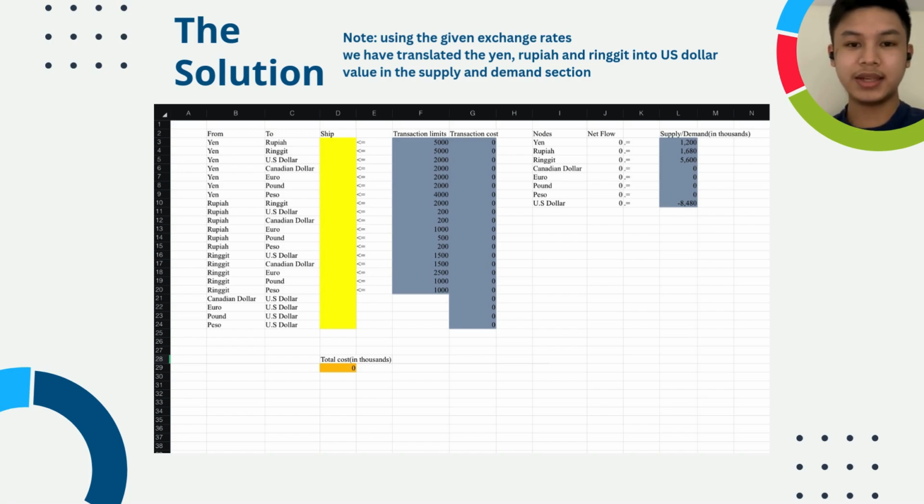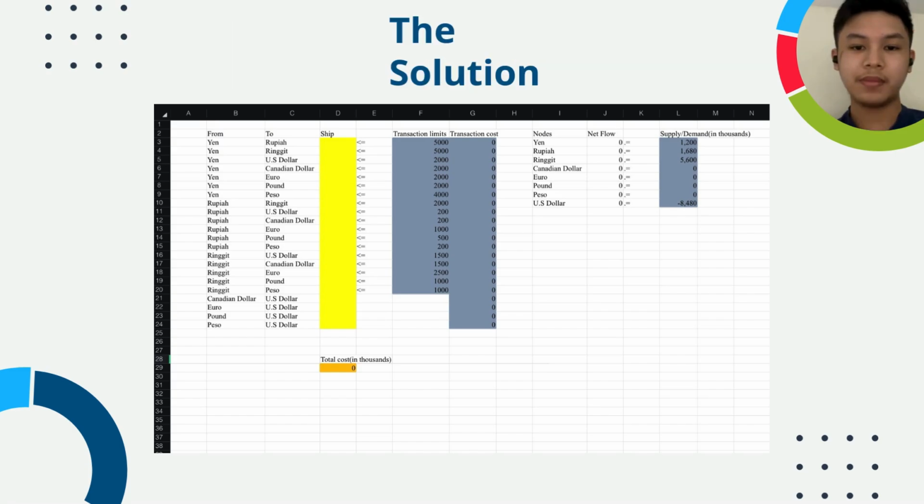The orange cell represents the objective cell, while the yellow cells represent the variable cells. As you can see in our model, yen, rupiah, and ringgit are all supply nodes. Peso, pounds, euro, and Canadian dollars are transshipment nodes. And lastly, US dollar is the demand node.